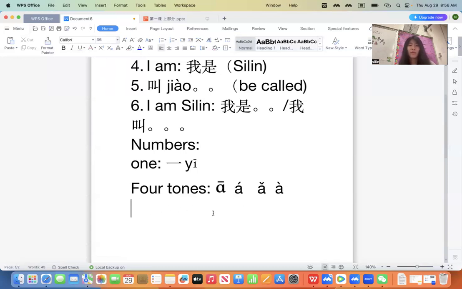Okay, so after you learned the tones, if you do not understand, you can pause and listen to it one more time. But let's do it one more time to review. How to say the first tone? ā. And how about the second one? á. And the third one? ǎ. And the last one? à. Okay.